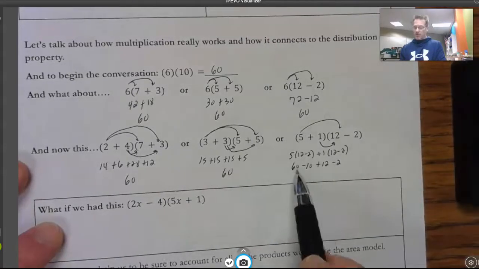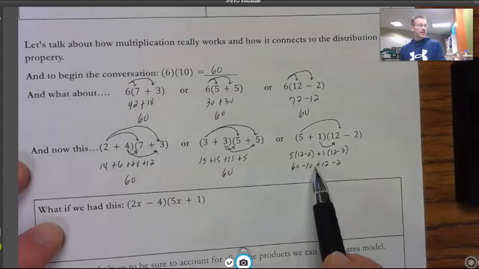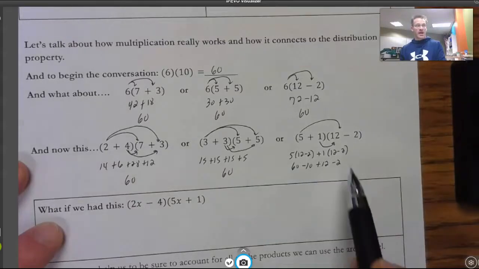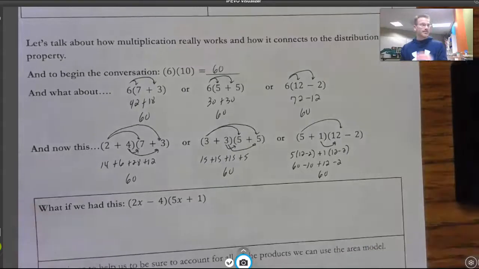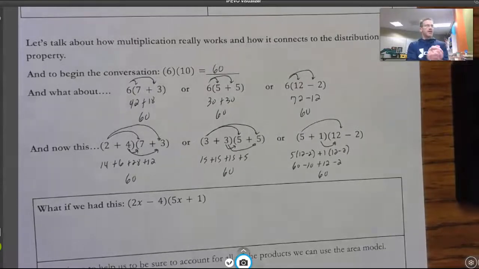All right, so 60 minus 10 is 50. 50 plus 12 is 62. 62 minus 2 is still 60. So we still get the same result, as long as we make sure we distribute everything.